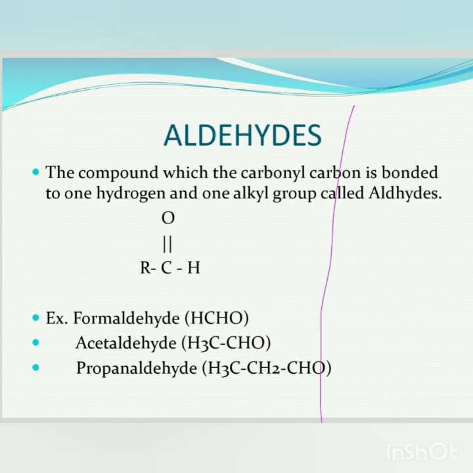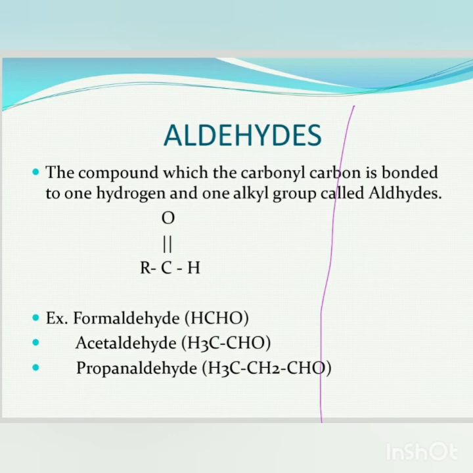The first member of the aldehyde series is formaldehyde. So this formaldehyde is an exception to the above definition. Formaldehyde does not have an alkyl group. It has only two hydrogens. Aldehydes may be considered as derivatives of hydrocarbons, in which two hydrogen atoms of the end carbon atom have been replaced by a bivalent oxygen atom.